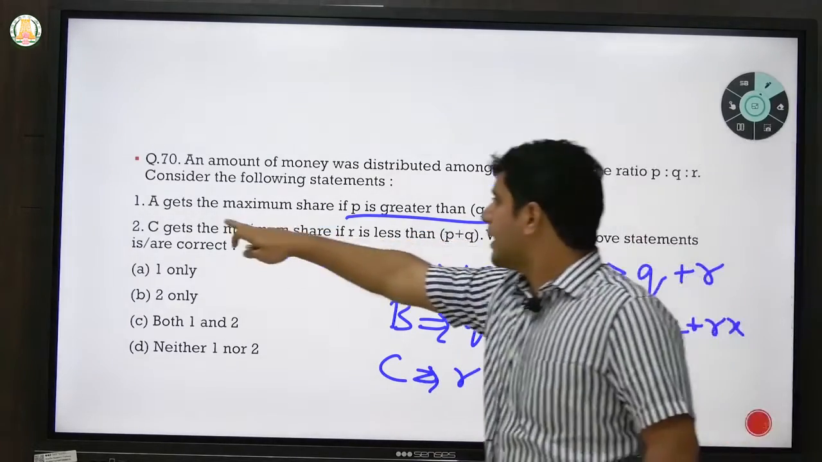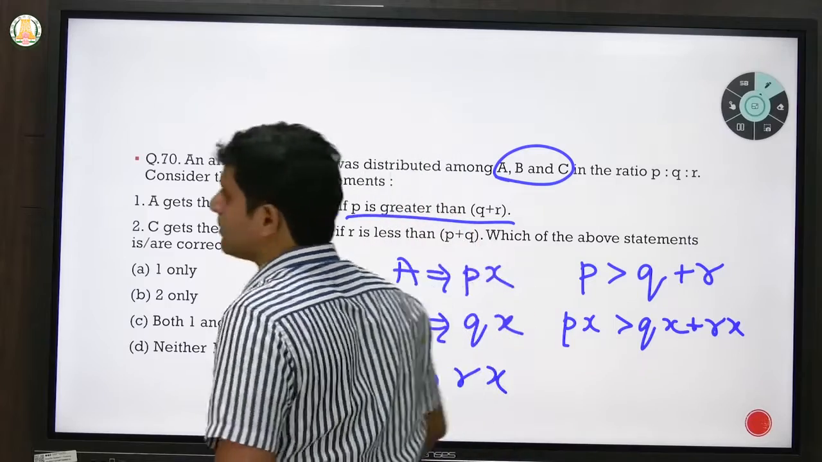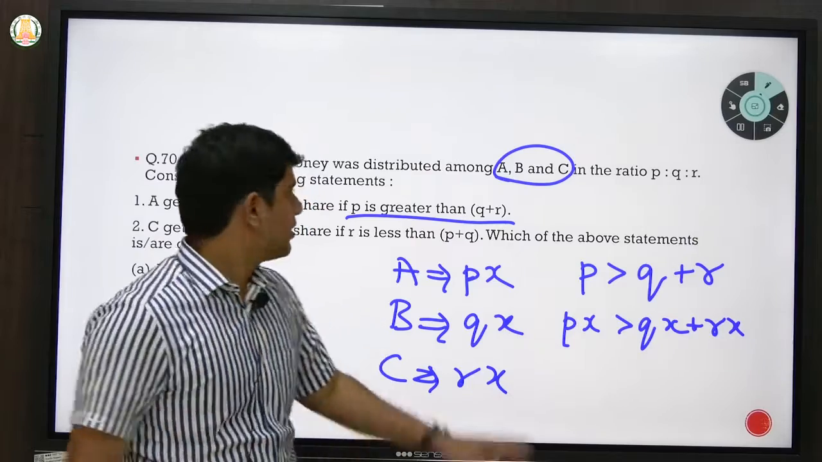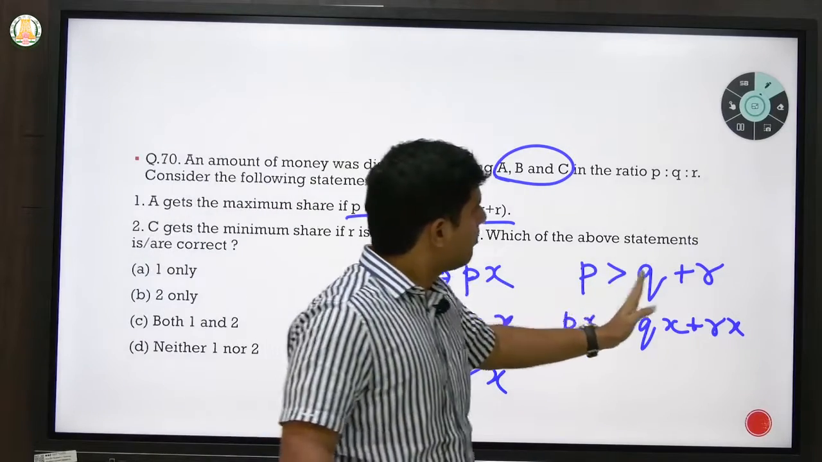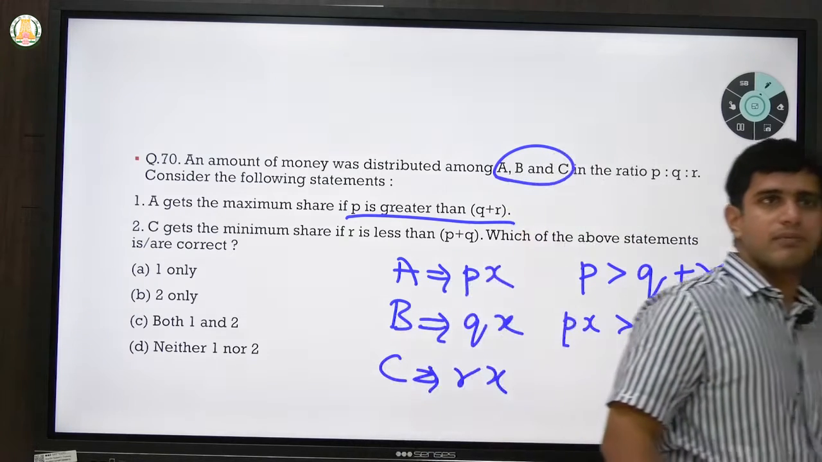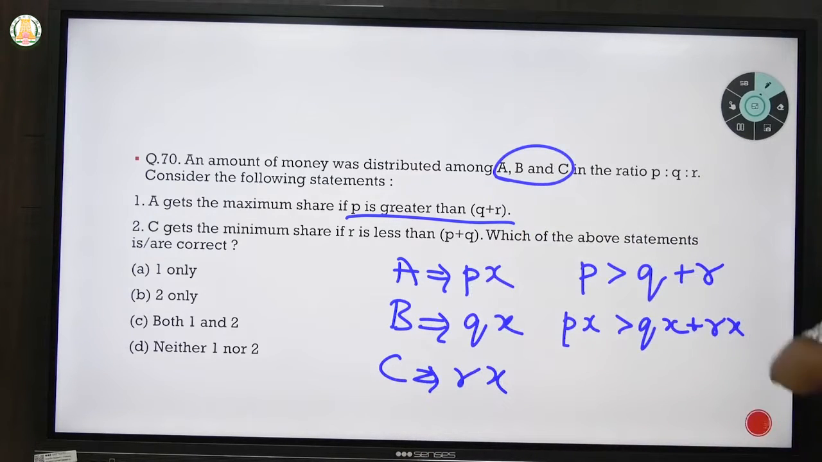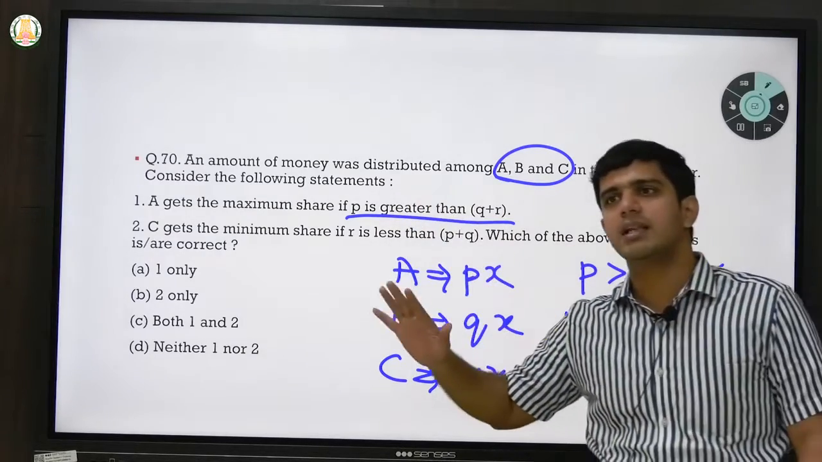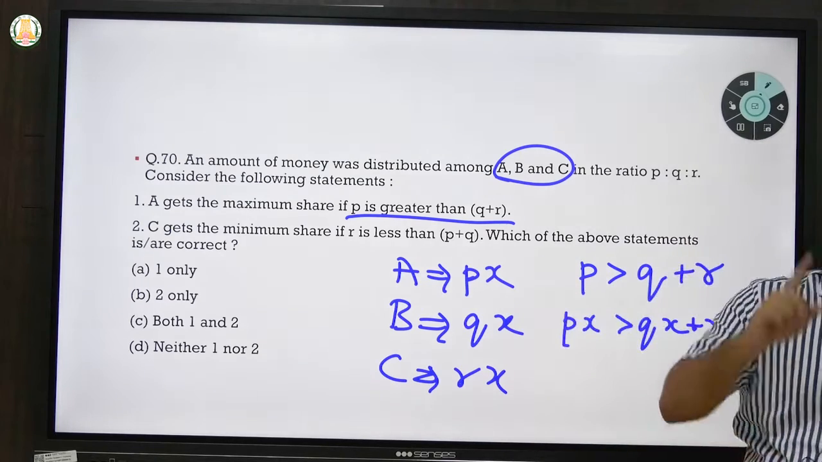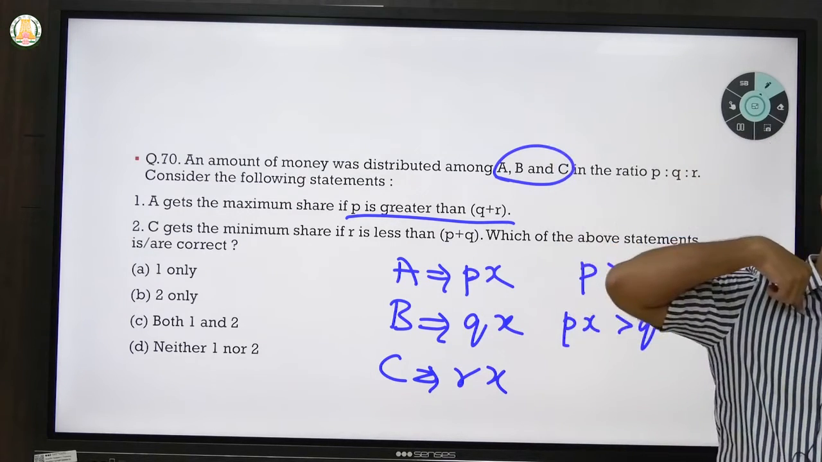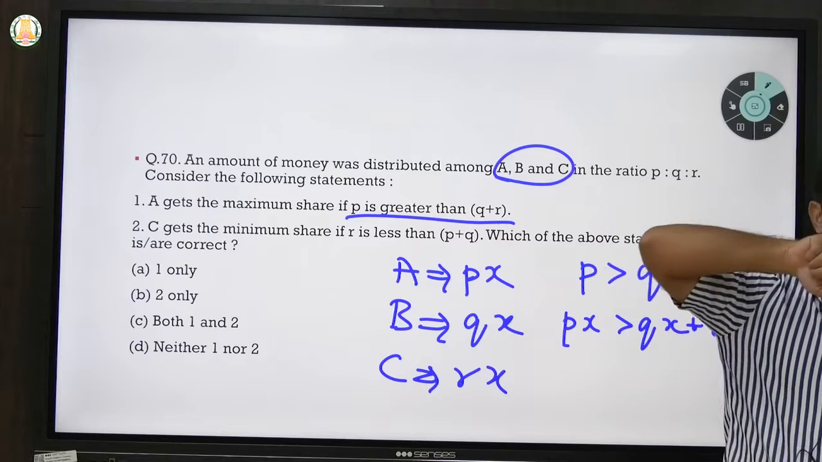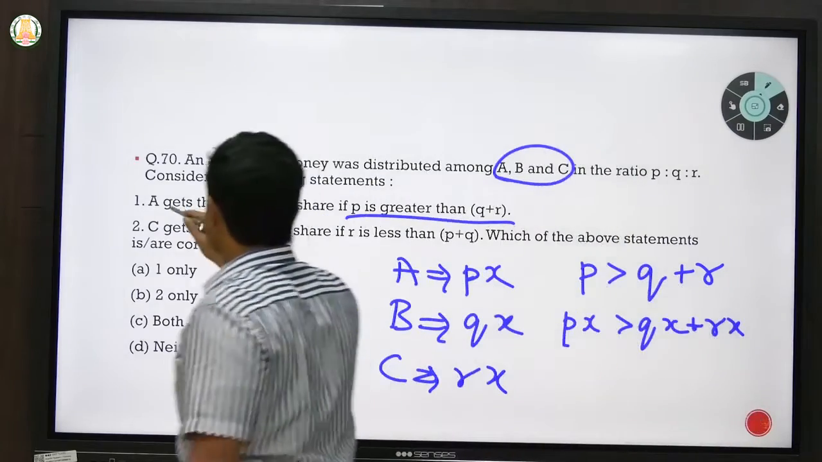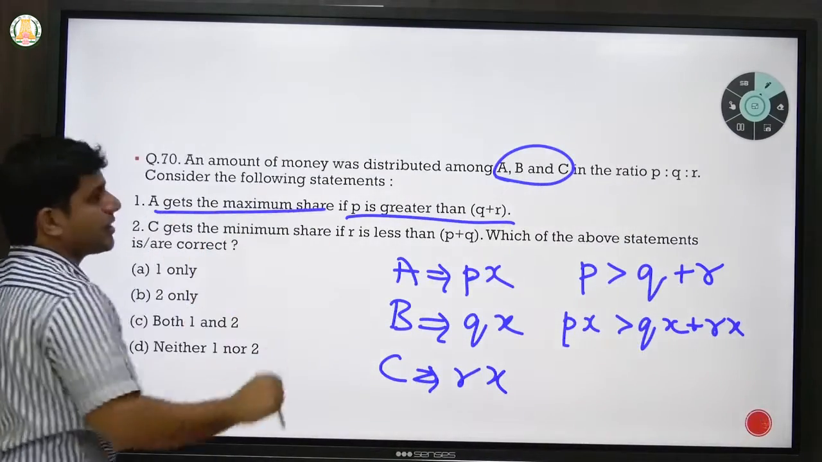So he's saying that A gets the maximum share if P is greater than Q plus R. Now this is something like that. Now let's say there are 3 persons who are holding the entire amount. Here you see P is holding more than what Q plus R combined is holding. In the case that I have given, I have 51%, and the other 2 persons, whatever they have, will be less than me. But in the 40, 30, 30 case, though I have a big share, 30 plus 30 is not less than 40, so I can't claim this. But in this case, definitely I can claim that A gets the maximum share if P is greater than Q plus R.